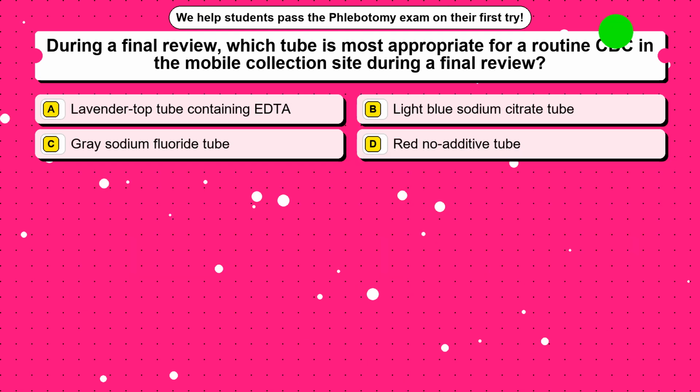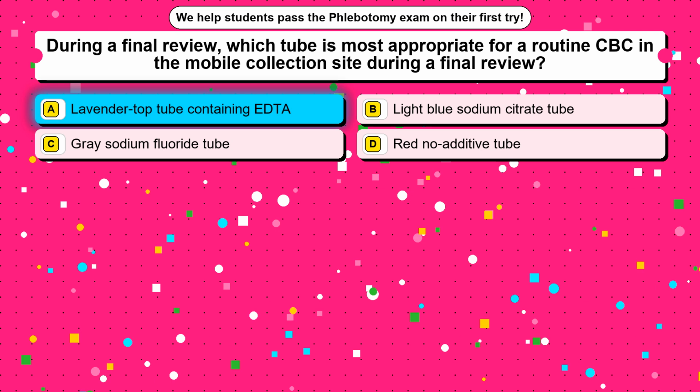Question 15. During a final review, which tube is most appropriate for a routine CBC in the mobile collection site during a final review? Option A, lavender top tube containing EDTA. Option B, light blue sodium citrate tube. Option C, gray sodium fluoride tube. Option D, red no additive tube.